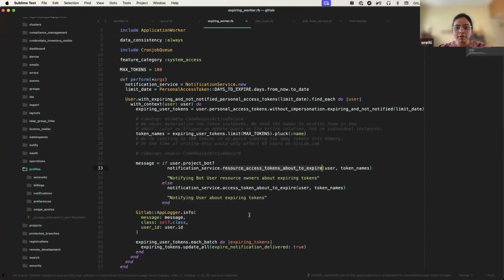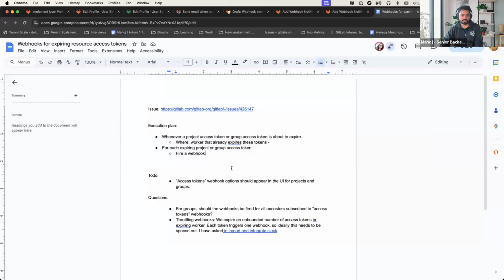For each bot user, we are sending one email. So the owner is going to receive 5 emails if there are 5 bot users, because there are 5 different users with 5 tokens. If a group has 5 bot users and it is expiring, one owner will get 5 emails, but there could be multiple owners, so it would be multiple owners times 5. All right, so that is also sorted.